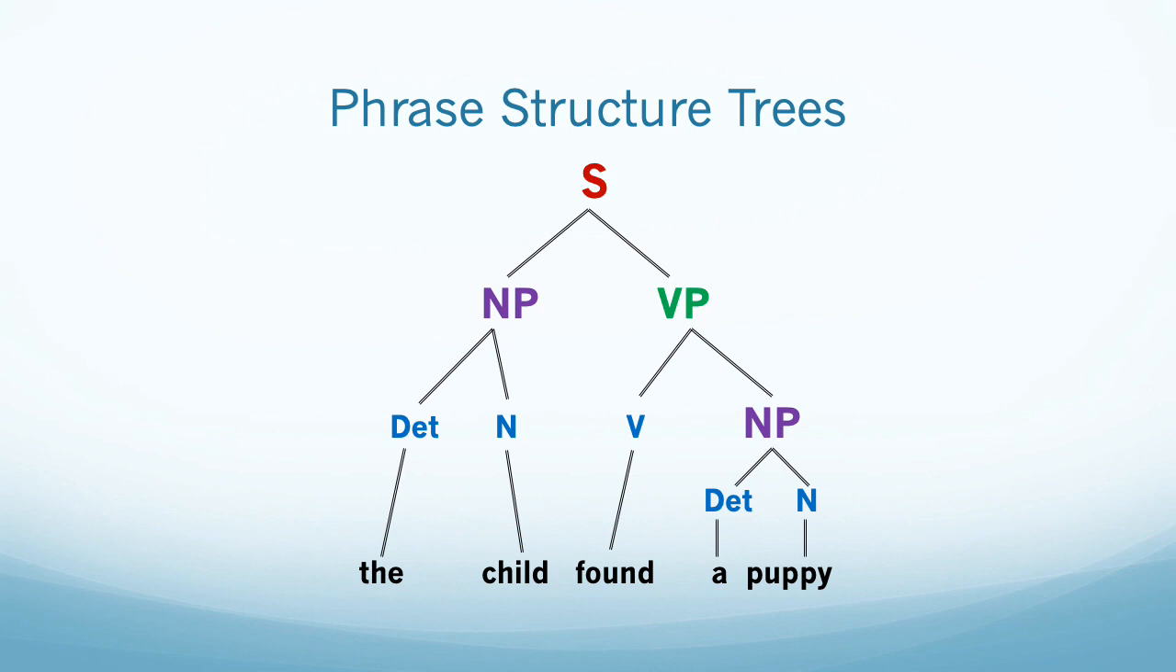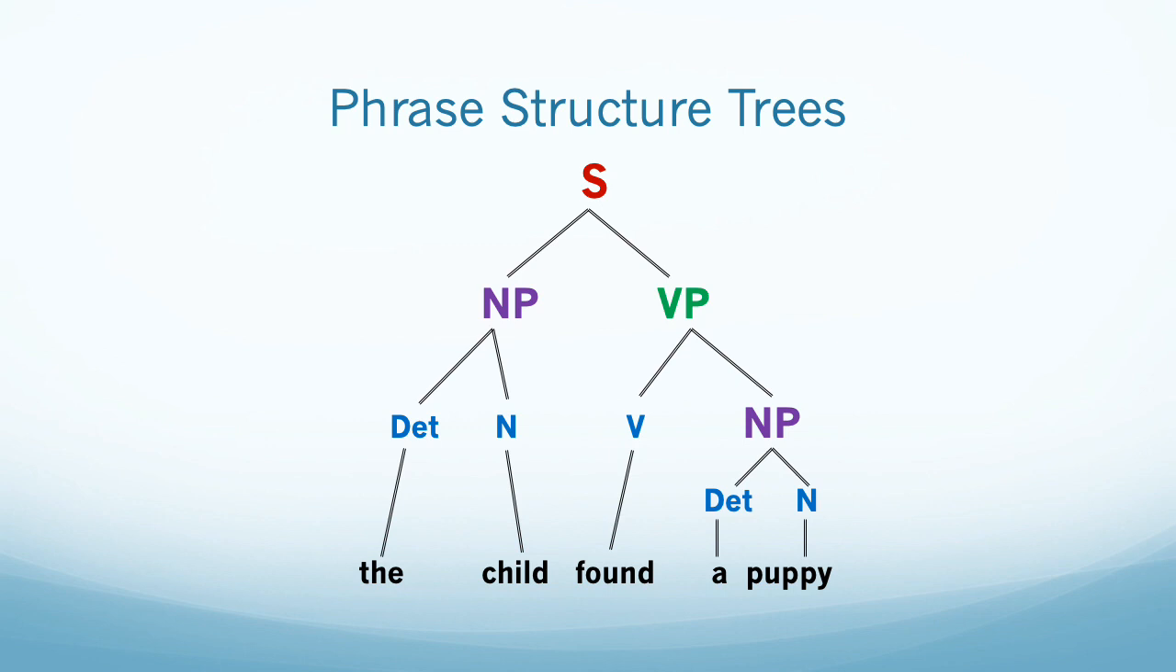We see here that each word in the sentence is labeled with a particular category label. So the is a determiner, which is abbreviated as DET. Child is a noun, abbreviated with N. Found is a verb, V. Another determiner, A, and then puppy, a noun.